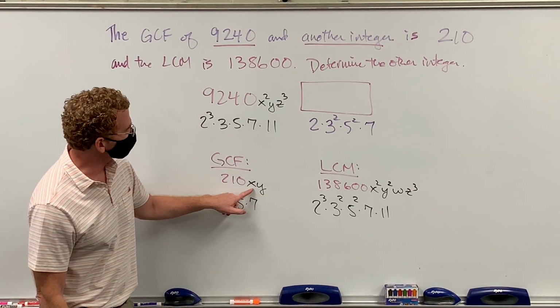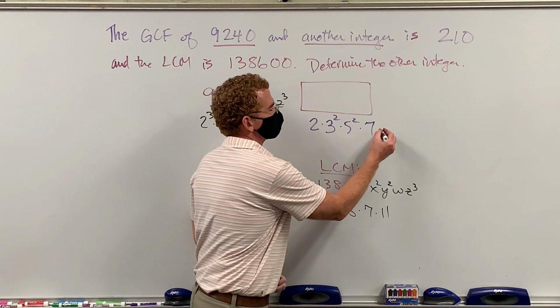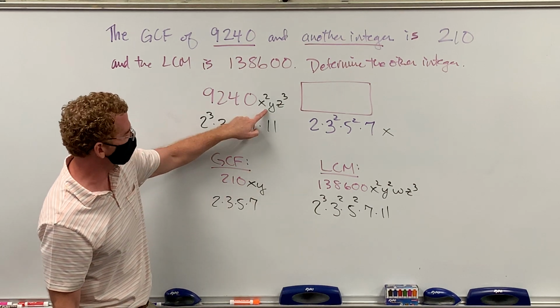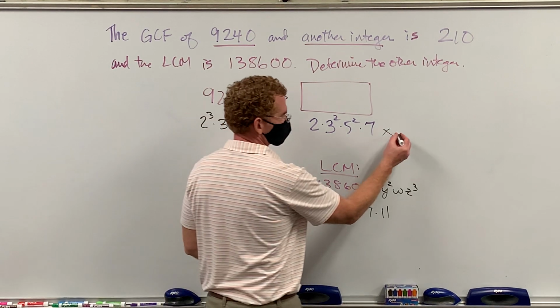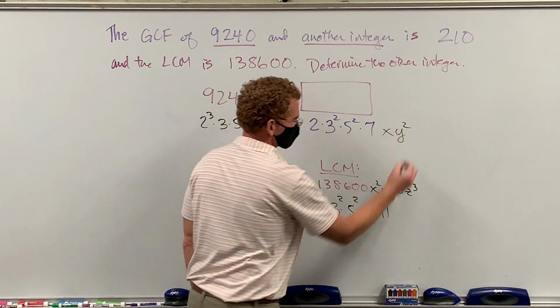They have one x in common. That has an x squared. So what must this have had? Just an x. Right here, they have one y in common. That had a y. So I know it has at least one y, but it might have more. Yep, sure enough, it did have more.